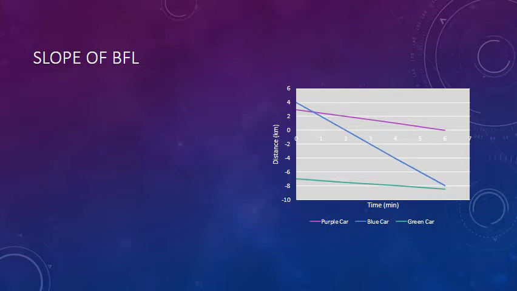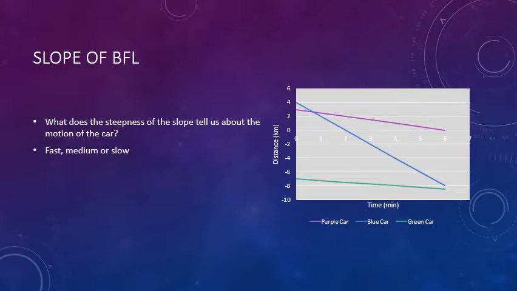The next bit of information we can gather about that best fit line slope is the speed at which the car is moving. The steeper the slope on this graph, the faster the car is going. So a very steep slope is fast, a medium slope is medium, and a slow slope is a shallow slope, and a flat slope, of course, is stopped.